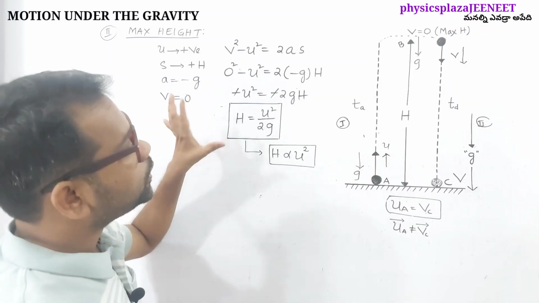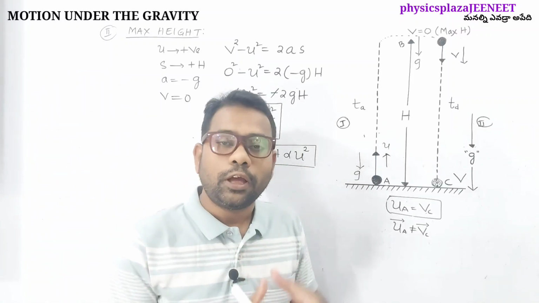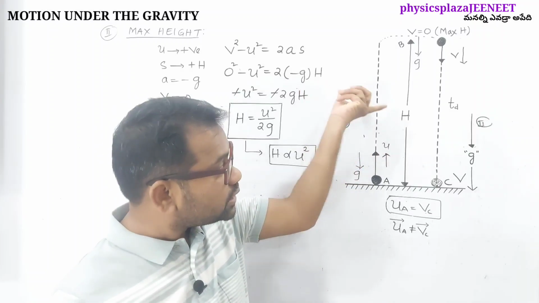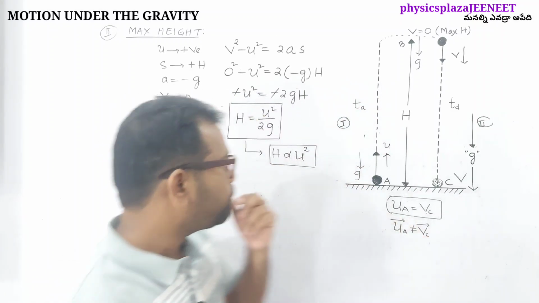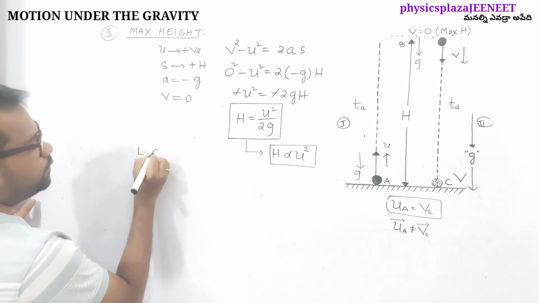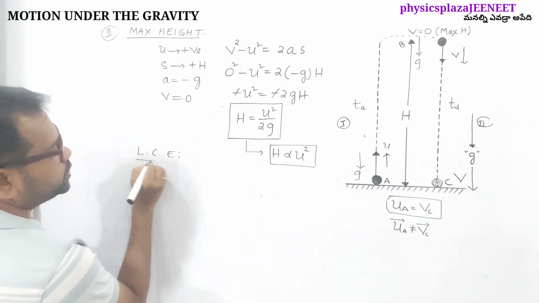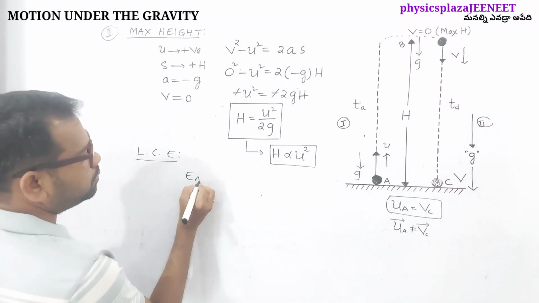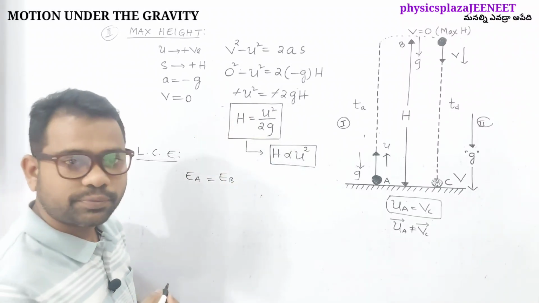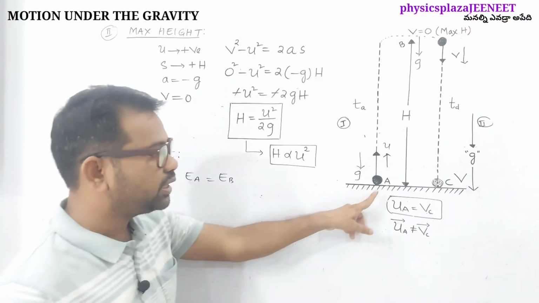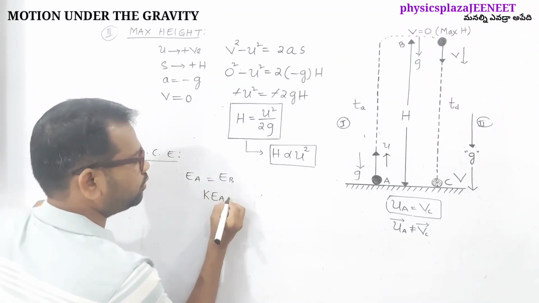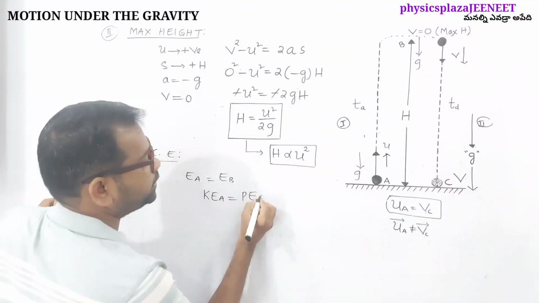Children, the same formula we can also derive by using the law of conservation of energy. Anyhow, we are not going to consider air resistance, so air resistance is neglected. According to the law of conservation of energy, energy at point A must be equal to energy at point B. What kind of energy will be there here? Kinetic energy at point A is equal to potential energy at point B.